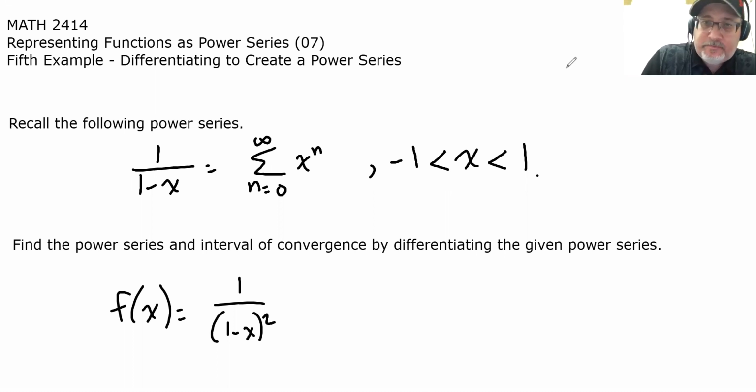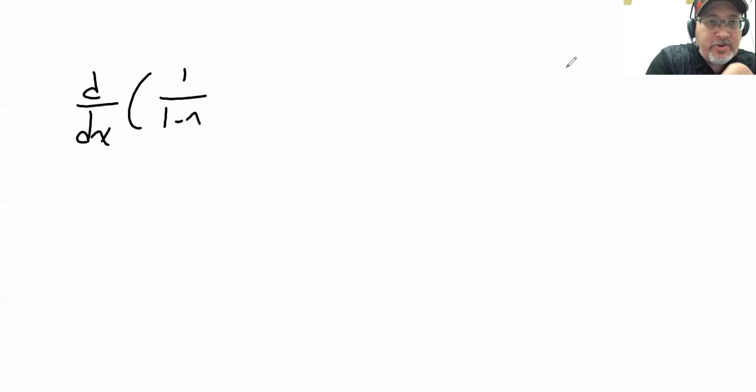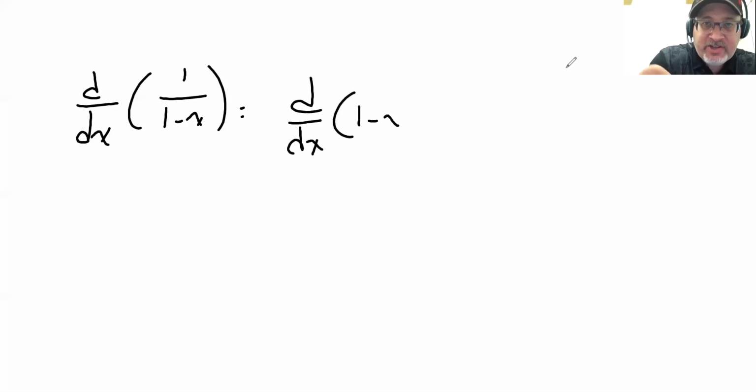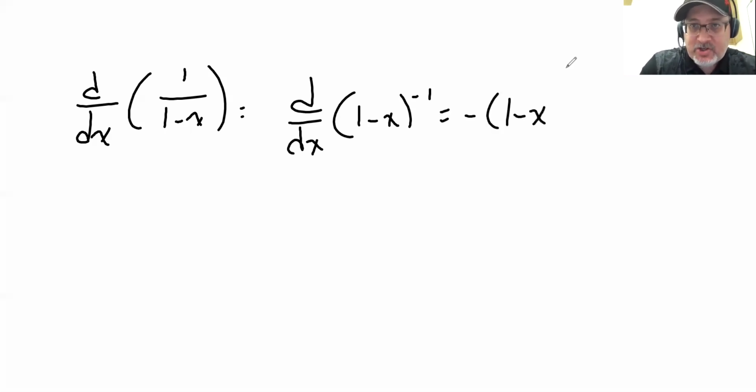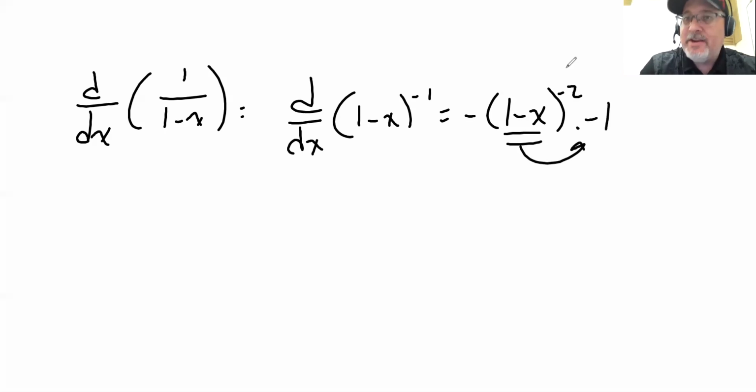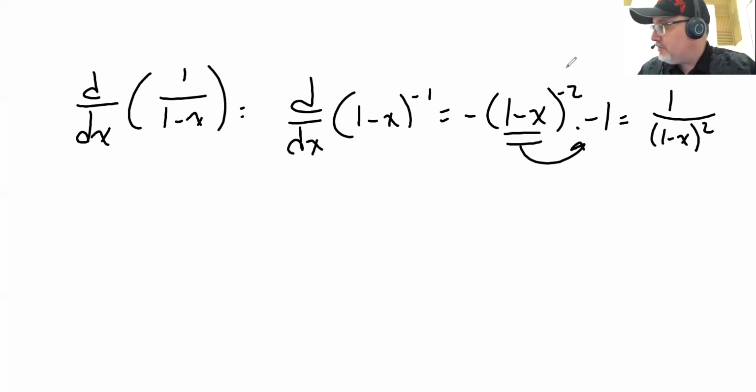So let's do it. First, let's take a look at what the derivative of our original function was. You can use the quotient rule. I personally would rewrite this as (1 minus x) to the -1 and use the chain rule. -1 times (1 minus x) to the -2 power. Chain rule says times the derivative of the inside. So we pick up a -1, times the first negative makes it positive, and then rewrite the negative exponent accordingly.